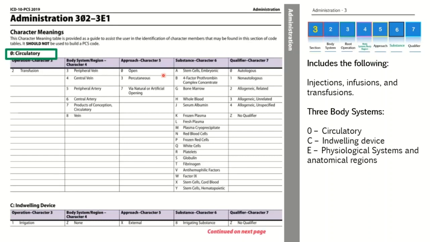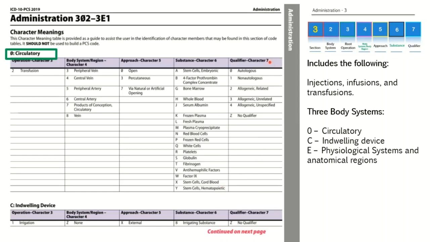Your approach, you've got three approaches: open, percutaneous, or via natural or artificial opening. This is how the doctor approached this procedure. Your substance, this is the substance that you're putting in or on the body part: stem cells, embryonic, 4-factor prothrombin complex concentrate, bone marrow, whole blood, serum albumin, frozen plasma, fresh plasma, plasma cryoprecipitate, red blood cells, frozen red blood cells, white cells, platelets, globulins, fibrinogen, antihemophilic factors, factor 9 or IX, stem cells or cord blood, and stem cells hematopoietic.